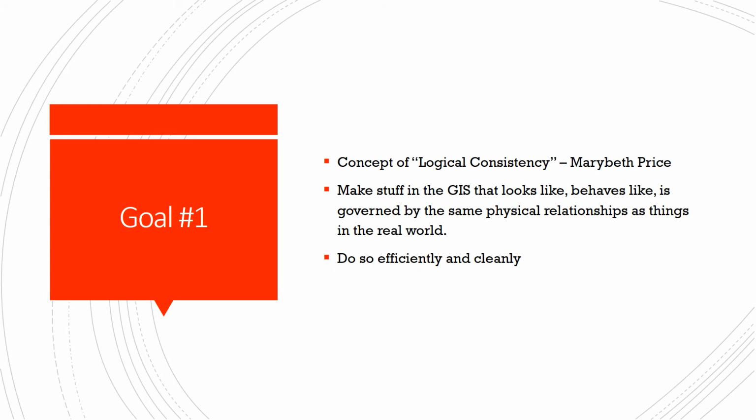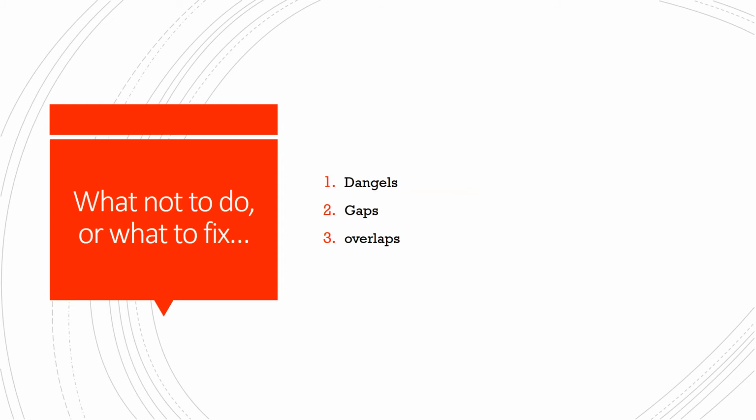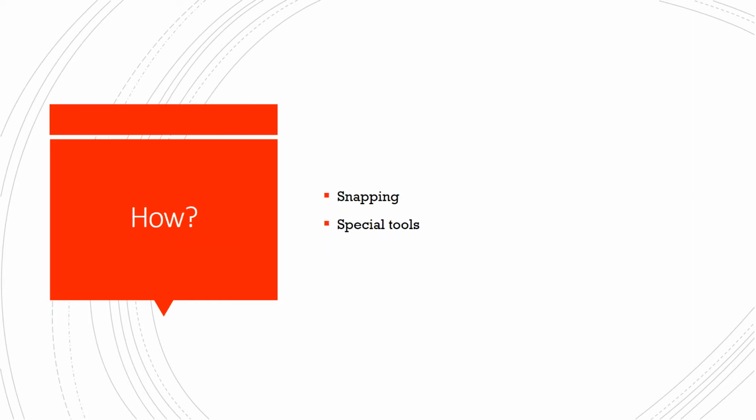Logical consistency, remember what it is. It's how closely things in the real world are represented in the GIS. Is your intersection an intersection? Is it an overpass or an underpass or an actual intersection? That kind of stuff. What do we not want to do? We don't want to have dangles, gaps, and overlaps. And how do we fix those? We fix those by using things like snapping tools and setting our various tolerances so that we don't have those and we can avoid them. Snapping and special tools.